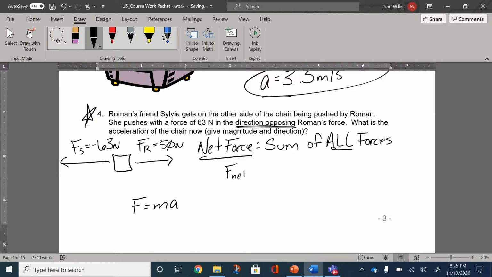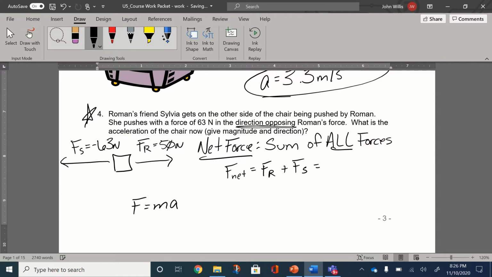So my net force, this isn't really an equation, so you don't see it on the front of the packet. I don't think it deserves its own equation because it's going to change depending on every scenario that we ever look at. It's more of an idea, right? If you're going to have the sum of all forces, you just add up the forces that are present. And in this case, we've got 2 of them. We have Roman's force, and we're going to add that to Sylvia's force.